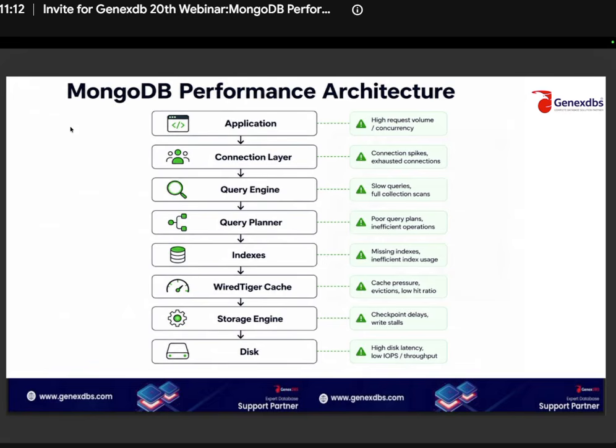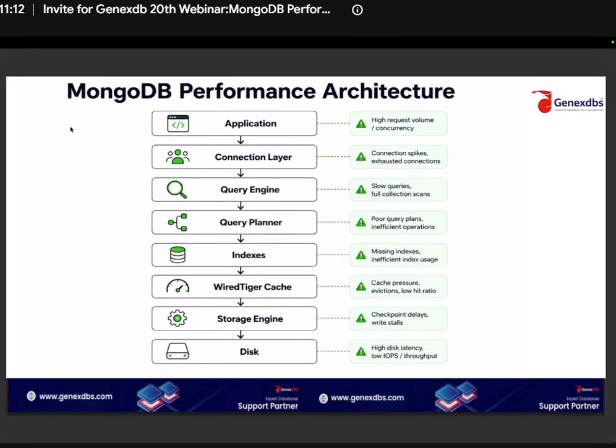The first one is the application layer. It generates the database operations, and poor access patterns and excessive requests can overload the database. The connection layer manages the client connections. Whenever there are connection leaks or an incorrectly configured connection pool, it will consume unnecessary resources. Next, the query engine layer and query planner layer. These layers determine how the queries are executed and whether the indexes are used efficiently or not.